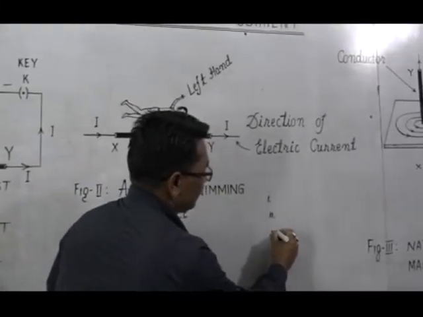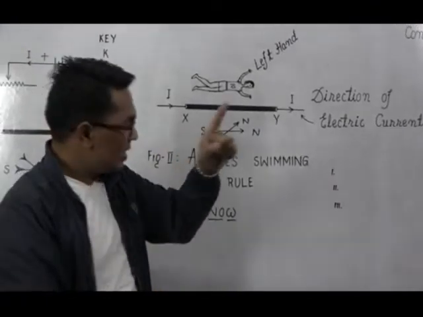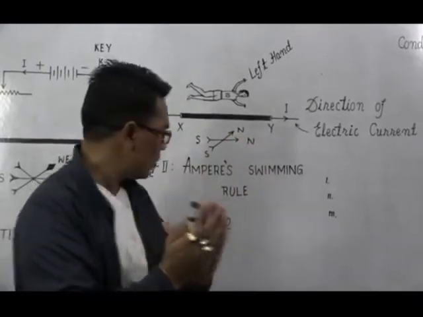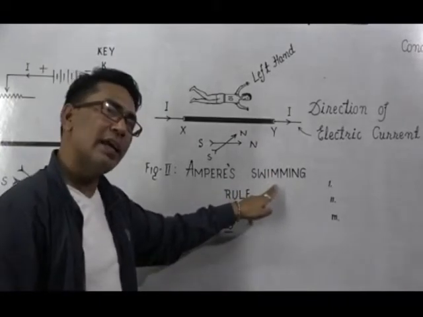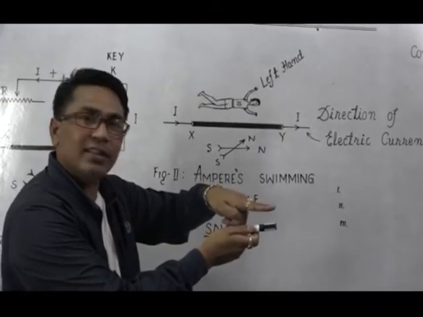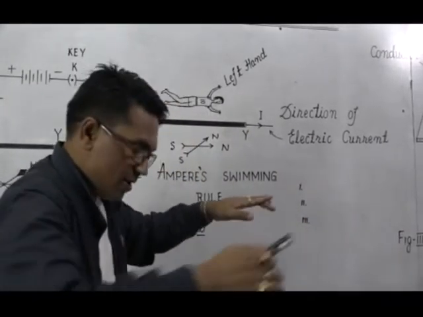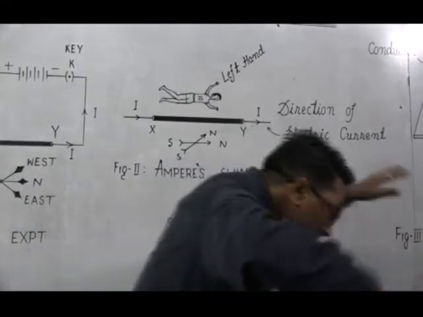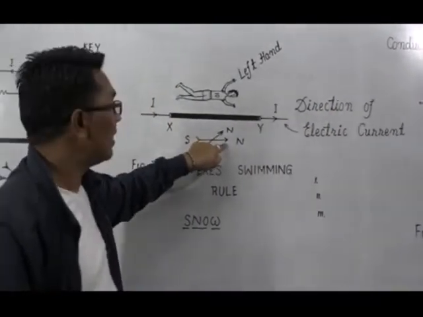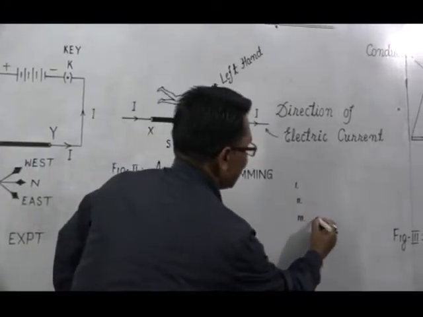The third point is the direction of deflection of the needle, which follows some rules. The first one is Ampere's swimming rule: if a person is supposed to be swimming above a conductor with his face facing downward along the direction of current, then the north pole of the magnetic needle deflects towards his left hand. That is called Ampere's swimming rule.